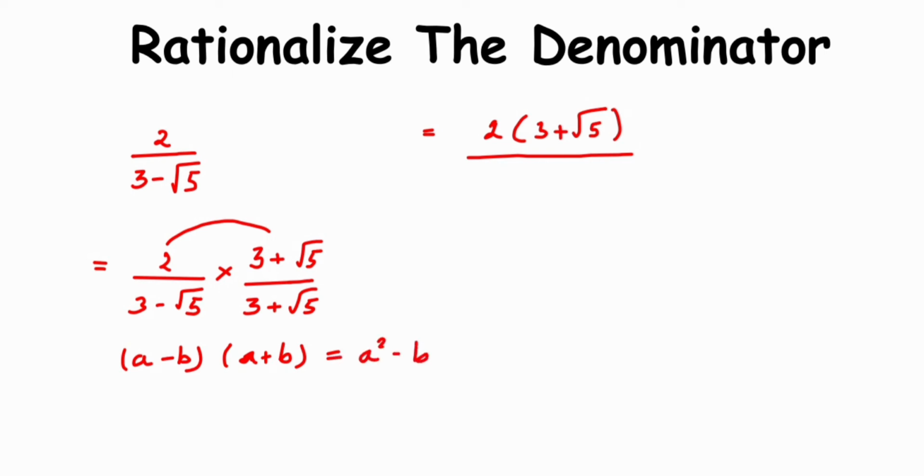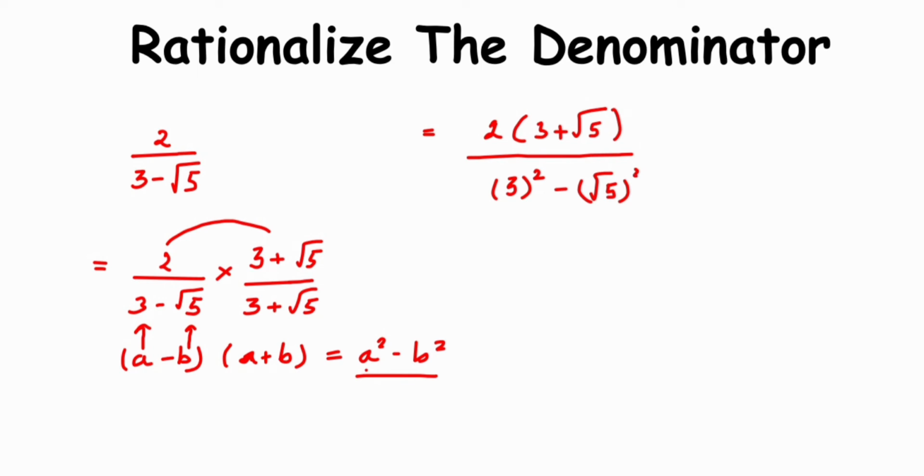I hope you remember this identity. I'm going to apply this identity to solve this. In place of a I have 3, in place of b I have root 5. That's it. Substitute here a square minus b square. So a square will be 3 square minus b is root 5, so root 5 square. It's very simple. We're applying the identity to solve the denominator part.